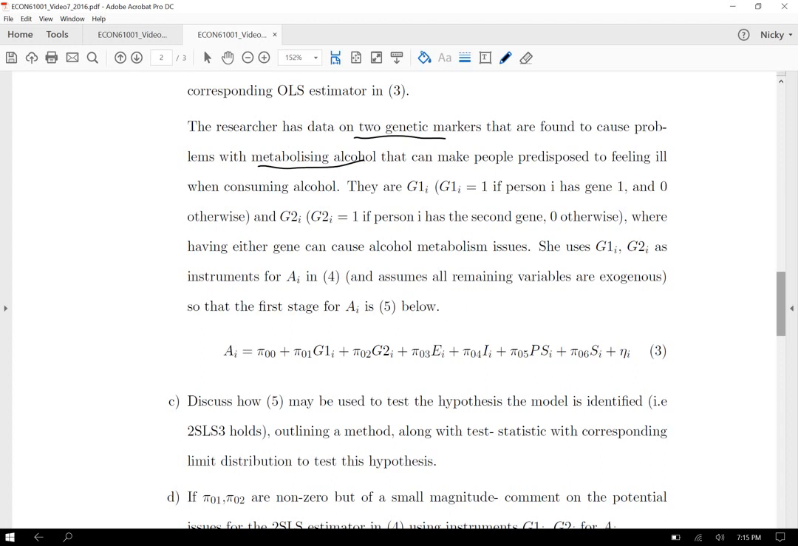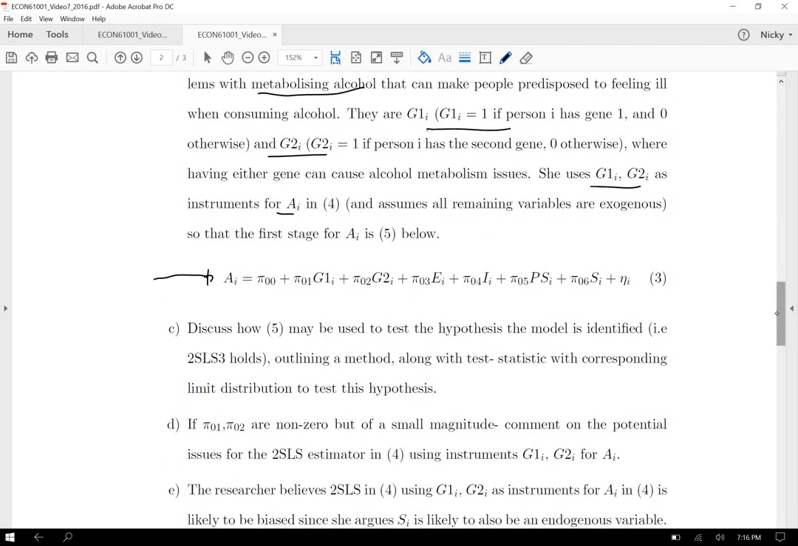It's called Mendelian randomization. So there could be two genes, say, gene 1 and gene 2, where both are genes which cause alcohol metabolism issues. Then we use G1 and G2 as instruments for alcohol, assuming that all the remaining variables are exogenous. And we can run the first stage. So the first stage regresses alcohol consumption on the instruments and all the controls.